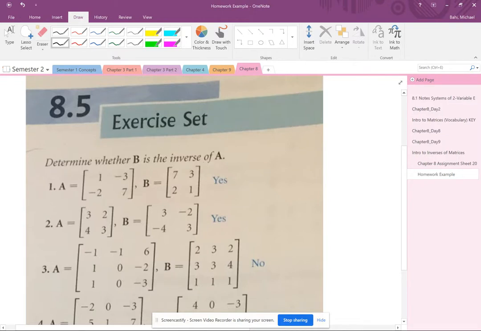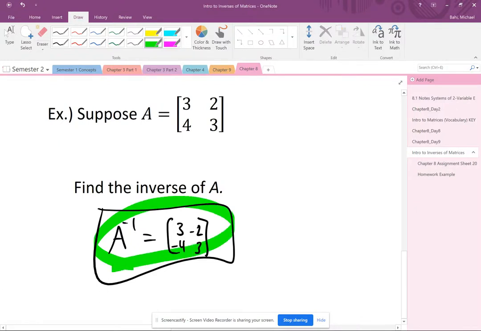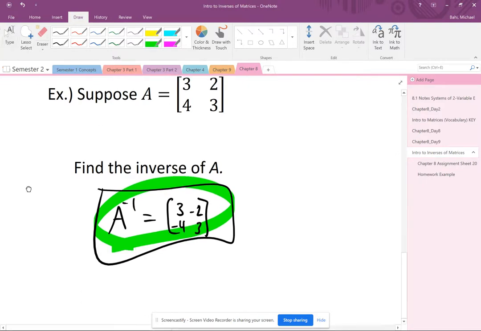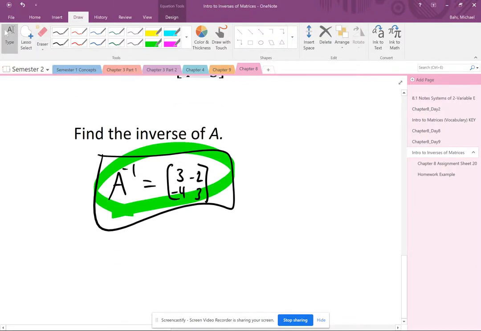In the homework, it's going to ask you to determine whether B is the inverse of A. So here's matrix A, and we already calculated the inverse back on this page, and this is the teacher's edition, so you have the answers right there. So yes, because matrix B matches what we got on the calculator, that's the inverse. Actually, finding inverses for 2 by 2 matrices is really easy. All you're really doing is switching these two numbers and changing the sign for those two. For a 3 by 3, it's a lot more difficult. Do not worry about that.